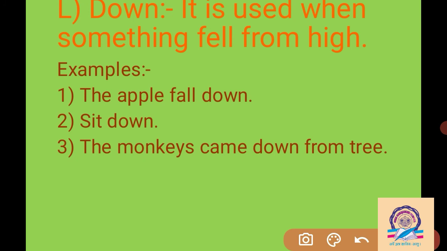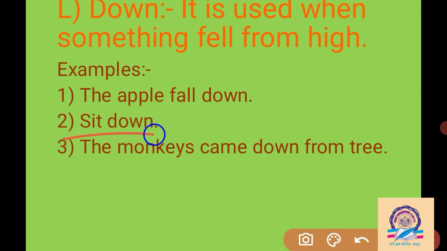Then, down is given here. It is used when something falls from high. Something falls from upper to down. At those times we have to use down. Like, the apple falls down. The apple falls from the tree, from upper to down. So down is used when something goes from upper to down.